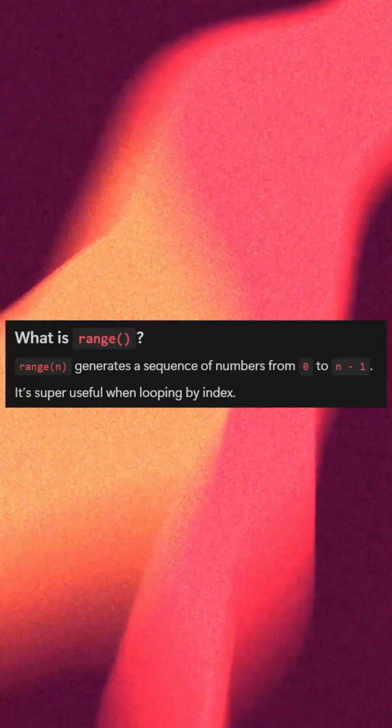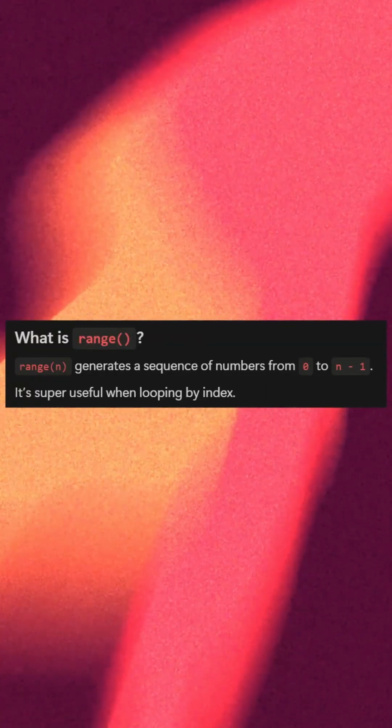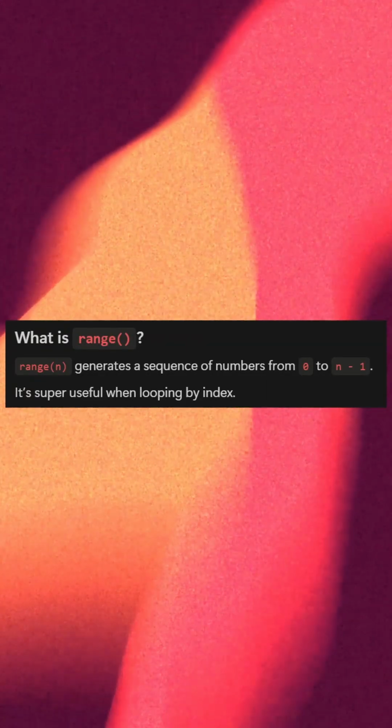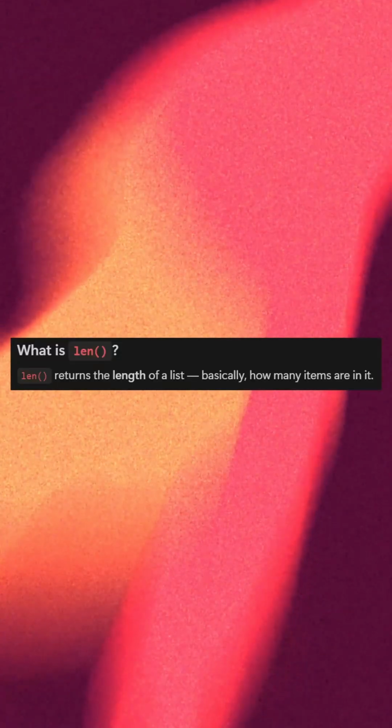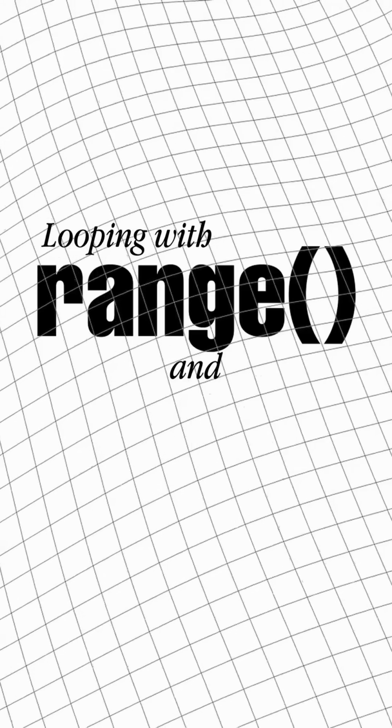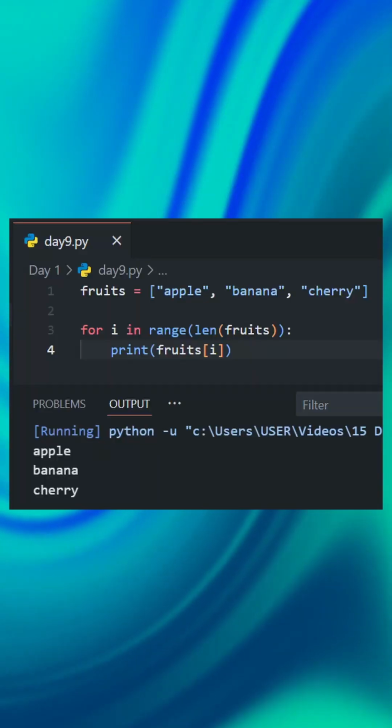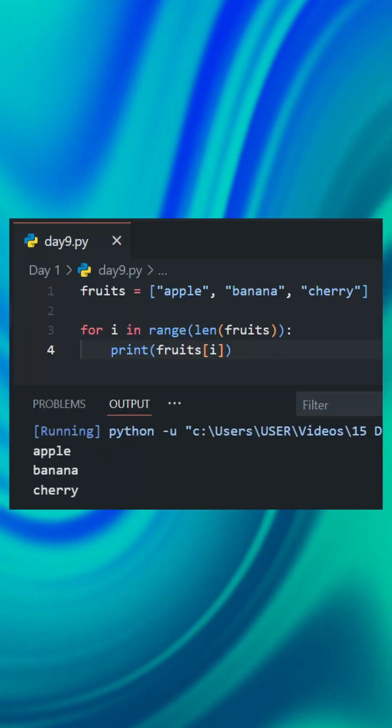What is a range? Range generates a sequence of numbers from 0 to n minus 1. It is super useful when looping by index. What is length? Length returns the length of a list. Basically, how many items are in it. Looping with range and length. If you want to use index numbers, do this. This prints the same result as the previous one.